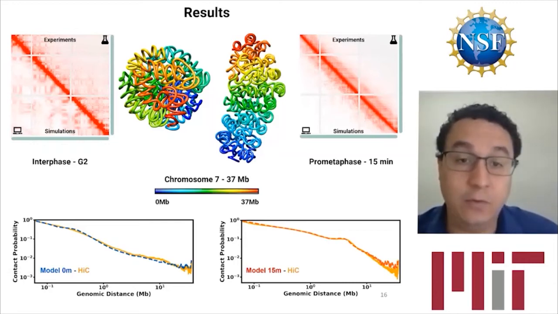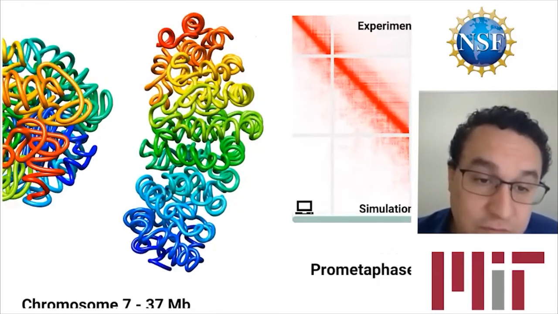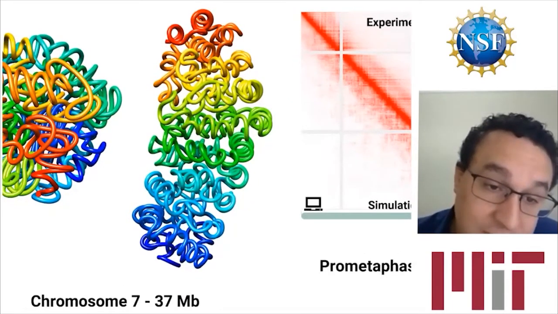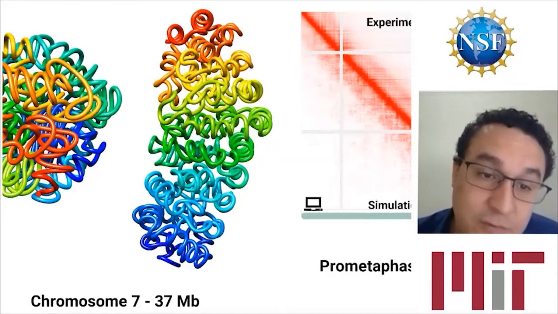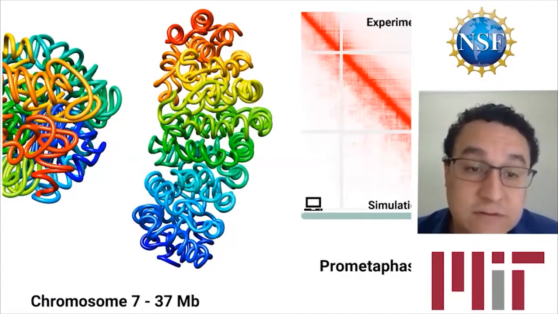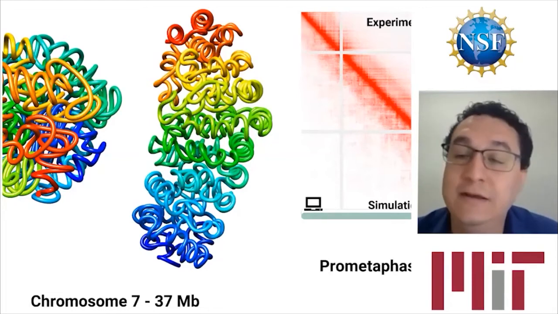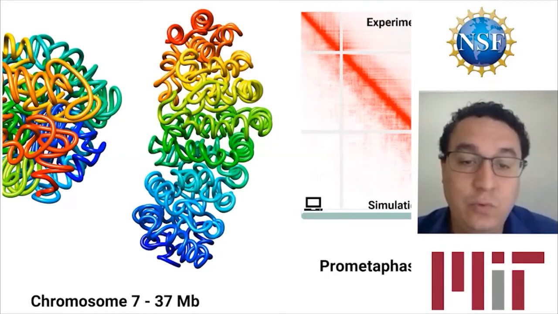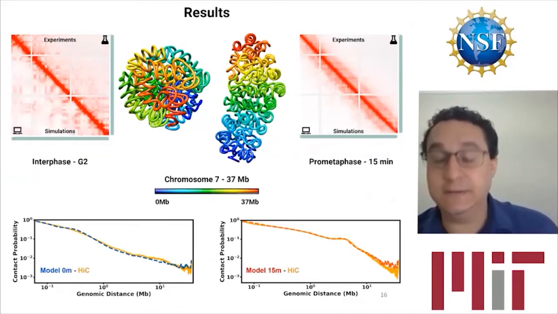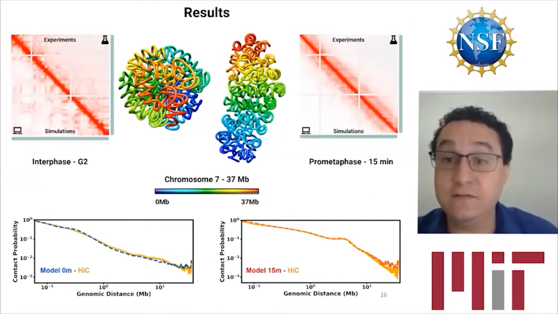So here on the prometaphase chromosome, I just wanted to see if you can get that we also have this helix formation, and the colors from the head to the tail. You can see the formation of those small layers here. So we will try to quantify this in the next slides.